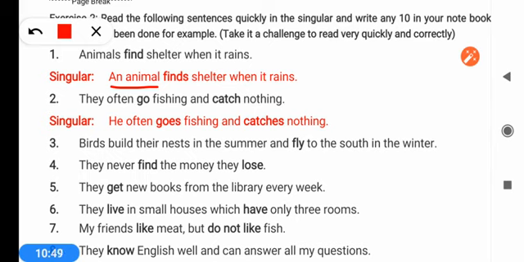Next one is: They often go fishing and catch nothing. So they is the plural subject, go is a plural verb and catch is a plural verb.